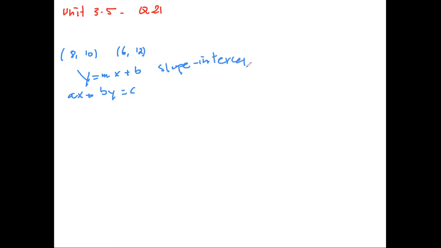And the other one is what we call the standard form. Either one is fine. The equation can be in either form. It's the same thing, just different formats. Okay, so we're going to start from these 2 points, and we're going to write an equation in either one of these formats here.